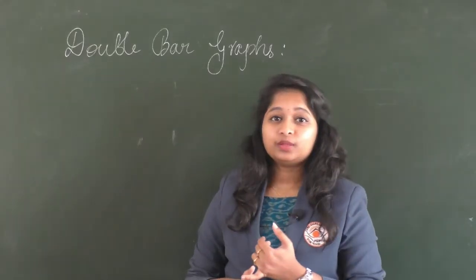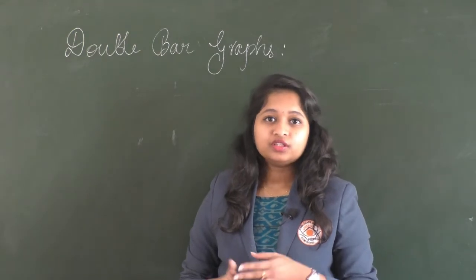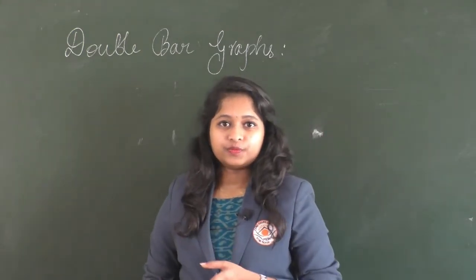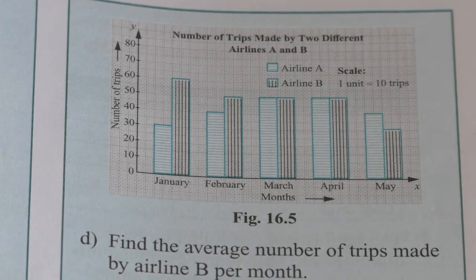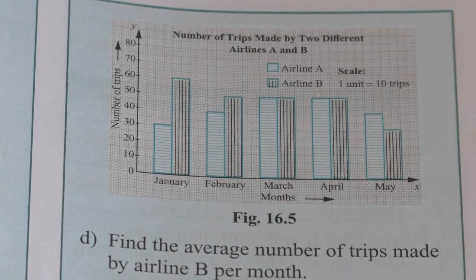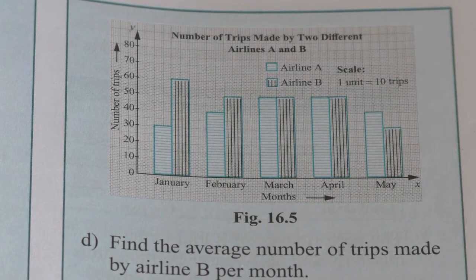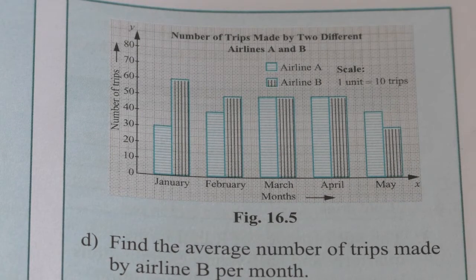Next, let us learn about double bar graphs. It is used to compare two types of data simultaneously. Next, let's see a question related to double bar graphs. Here you can see the image of a double bar graph, isn't it? The question is, the following double bar graph shows the number of trips made to Mumbai every month by two different domestic airlines A and B. So observe the given double bar graph and answer the questions.